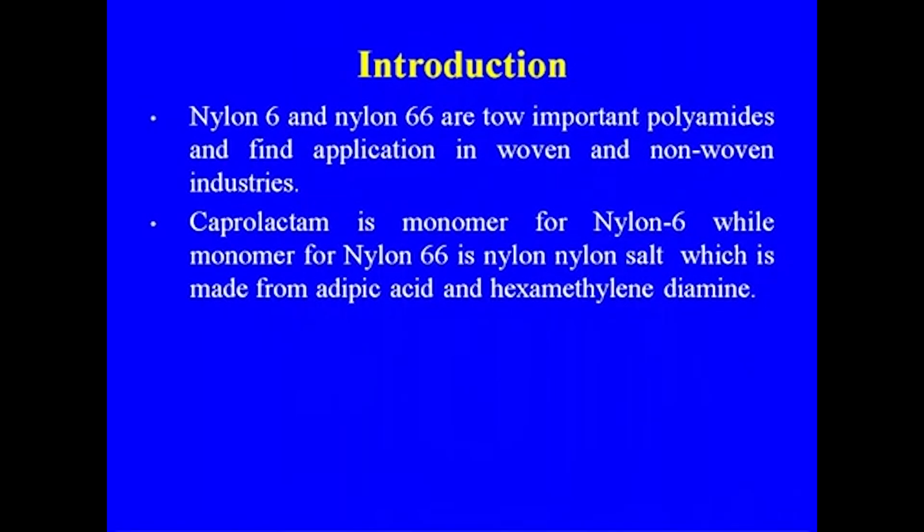Caprolactam is the monomer for nylon 6, while the monomer for nylon 66 is the nylon salt, which is made from adipic acid and hexamethylenediamine. These are the two raw materials for nylon 66, which are reacted, and then we get nylon salt, and that nylon salt is polymerized to nylon 66.